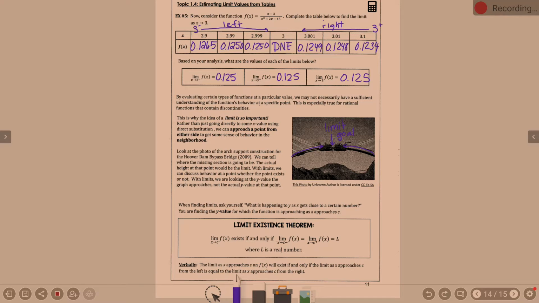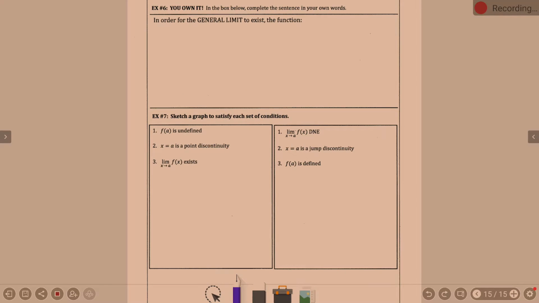Okay? Now, back page. So, in order for the general limit to exist, this was complete the sentence in your own words. Okay, what have we learned about functions? What did I just say down there? Yeah. Okay, the limit from the left has to equal the limit from the right. I've written down a function must approach the same y value from the left and the right-hand side. However, the y value may or may not be defined there, right? In other words, that y value may not exist itself, but the limit from the left and the limit from the right have to meet.